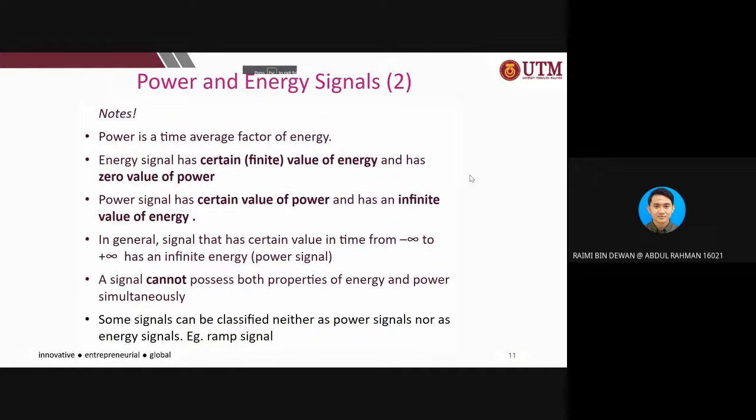An energy signal has a certain finite value of energy and zero power. A power signal has a certain value of power and infinite energy. In general, a signal that has a certain value in time from negative infinity to positive infinity has infinite energy. A signal cannot possess both properties of energy and power simultaneously. Some signals can be classified as neither a power signal nor an energy signal.